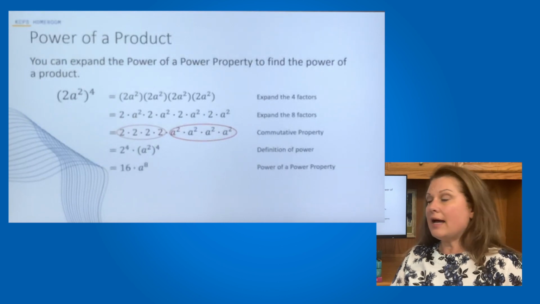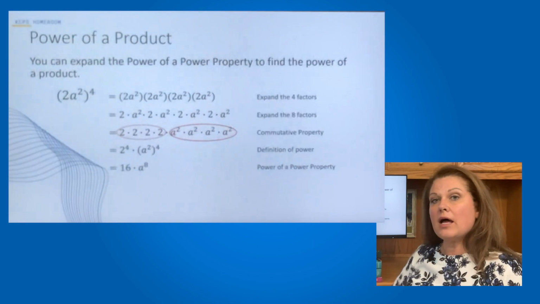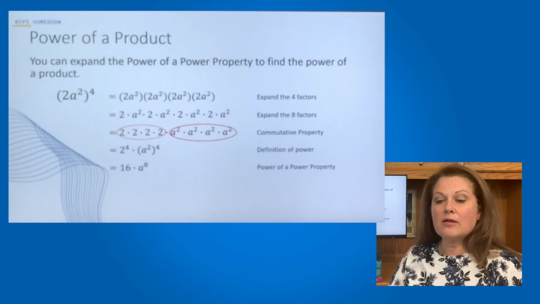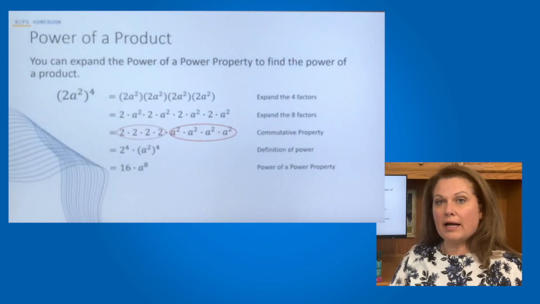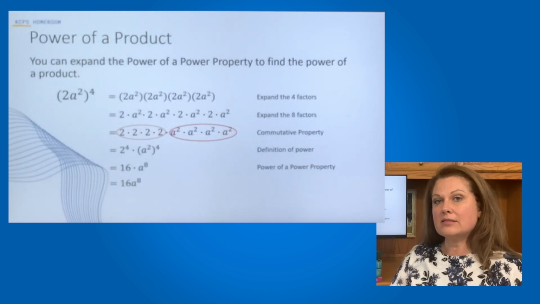Now when we have a to the second to the 4th power, we're going to multiply the 2 and the 4 to get our 8. This is called the power of a power property. When we are ready to write it in our final form, we're going to take the multiplication sign out, and it's going to look like this: 16a to the 8th.